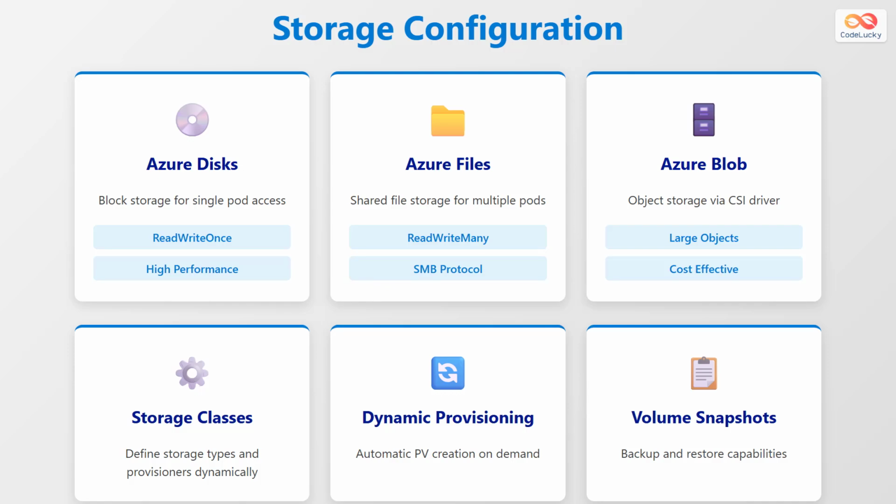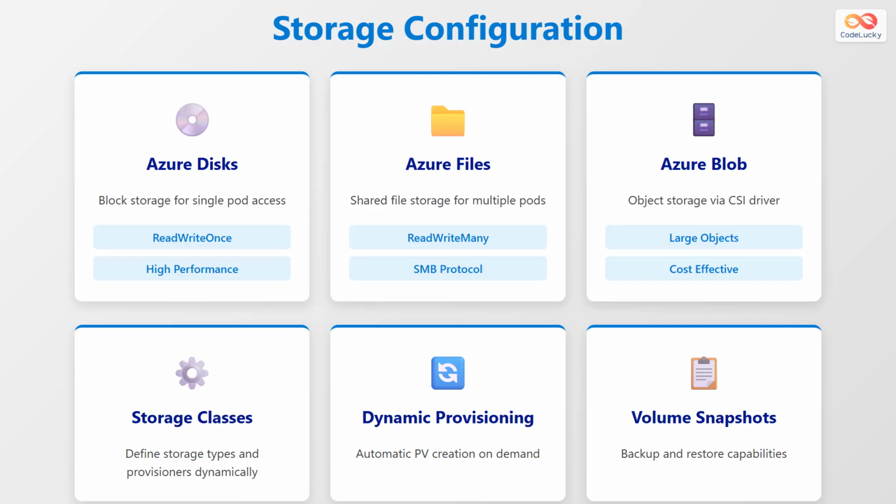AKS supports multiple Azure storage options to meet different application requirements. Azure Disks provide block storage with high-performance characteristics. They support read-write-once access mode, meaning a single pod can mount them at a time. They're ideal for databases and applications requiring fast, dedicated storage. Azure Files offers shared file storage using the SMB protocol. It supports read-write-many access mode, allowing multiple pods to access the same storage simultaneously. This is perfect for scenarios requiring shared data access.